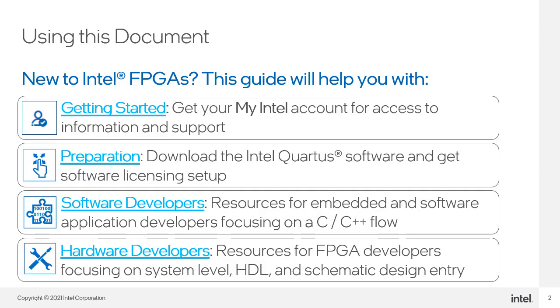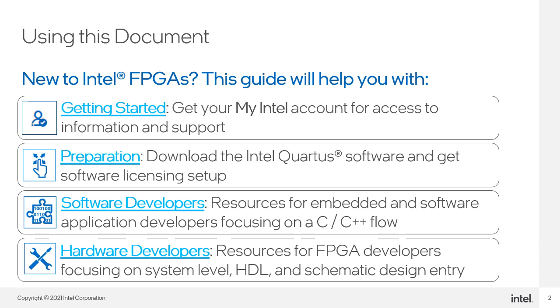The next two slides show the 7 sections that will help you understand the resources that are available to you to get you started with Intel FPGAs. You can navigate easily to any section of interest using the table of contents on the left or by clicking on one of the 7 sections. In the first section, you will learn how to get started with Intel features and services by creating a My Intel account.